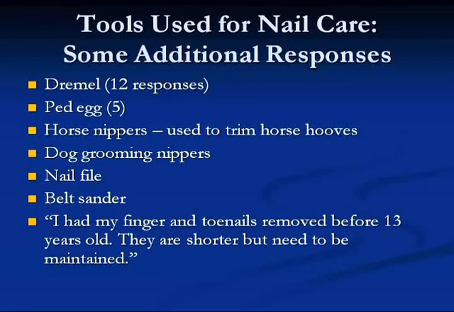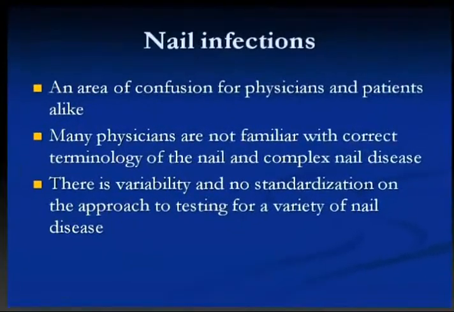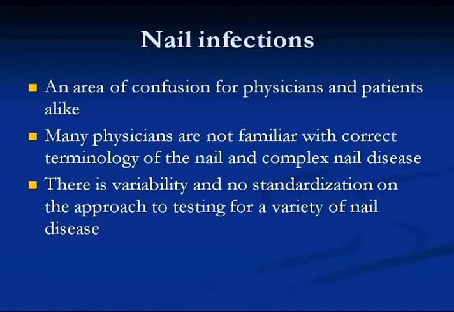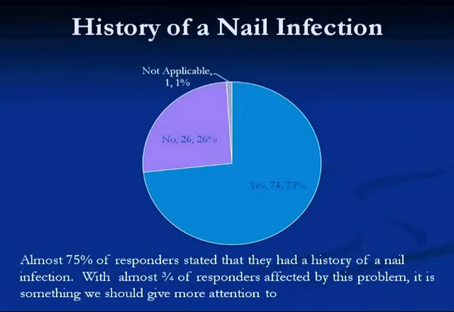Nail infections. I'm not going to talk about them to save time, and Chris has already discussed this, but I'll mention from my angle as a nail expert that this is really an area of confusion for physicians and patients. Most physicians are not familiar with the correct terminology of the nail and complex nail disease. There is variability and no standardization in the approach to testing for a variety of nail diseases. Most PCers, 73%, have said that they've had a nail infection, and the communication, even between dermatologists, is not good about what kind of infection we're talking about.